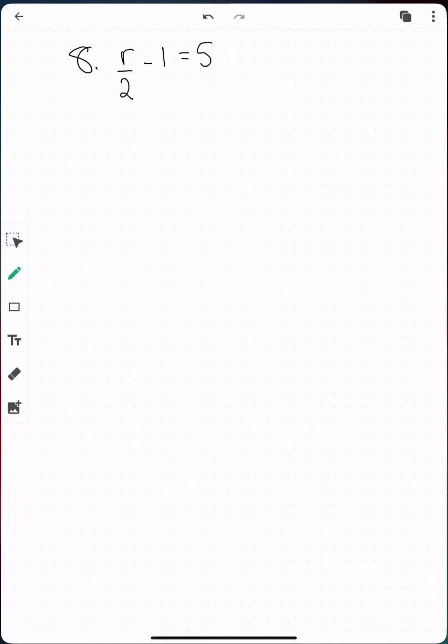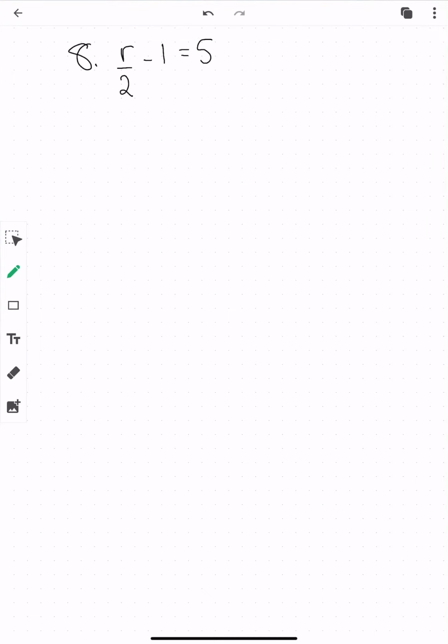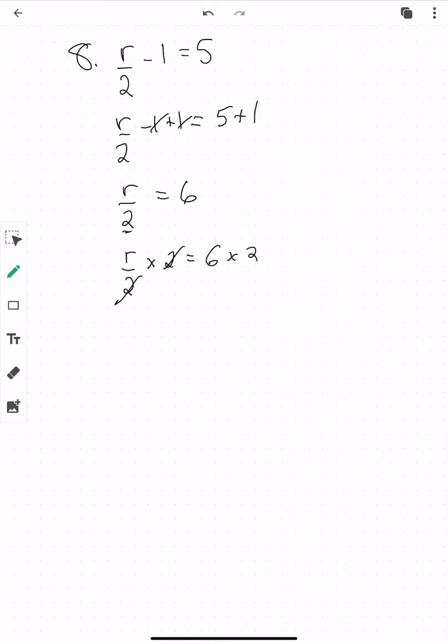So let's do this symbolically so you can see what I'm talking about. So r over 2, and just like we did with our tiles, we're going to get rid of that 1. So that leaves me with r over 2 equals 6. And now here's where I was saying, to get rid of this 2, we're going to have to multiply, right? So r over 2 times 2 equals 6 times 2. That's how we get rid of this, right? So now that we have our single r, it's worth 12.